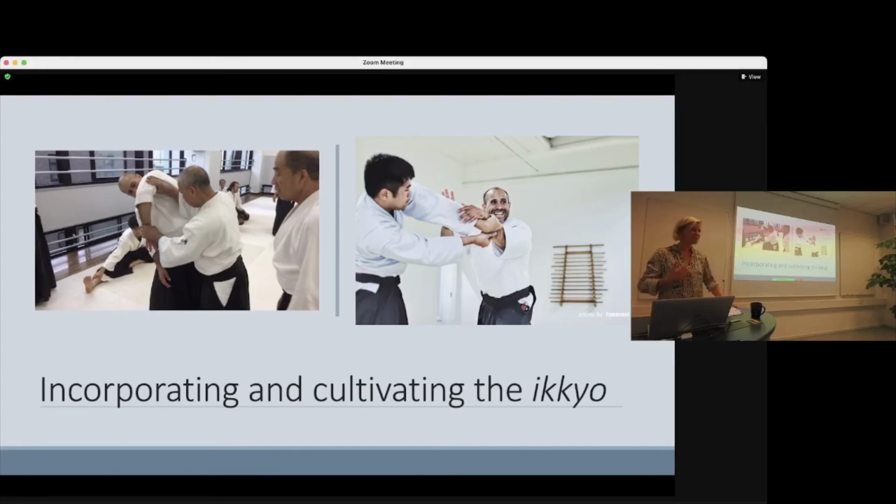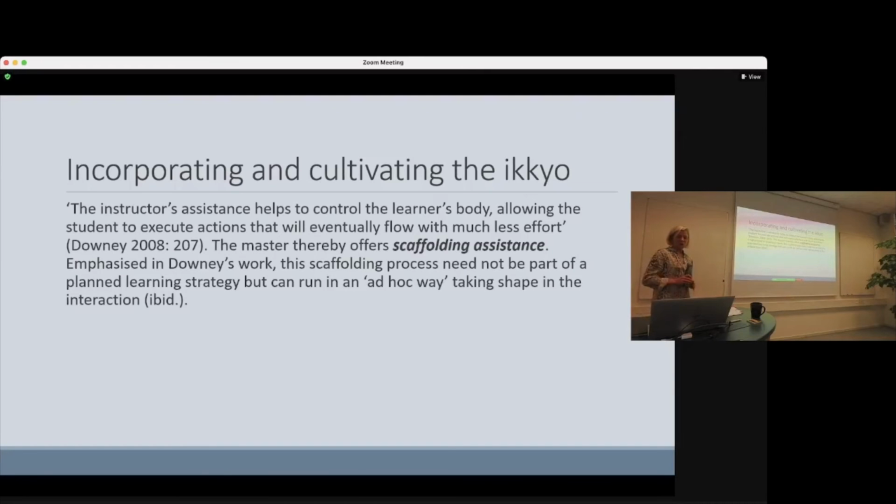He's still corrected. It's a process. When I train, I'm also still corrected by sensei, also in the ikkyo, and he will come and sort of show me different ways. I just want to make you aware of the scaffolding assistance he's affording here. So the instructor's assistance helps to control the learner's body. That's the whole idea. He would shift and be my partner to show me by sort of giving me a certain constraint in the movement or emphasizing something by saying it while we practice it.